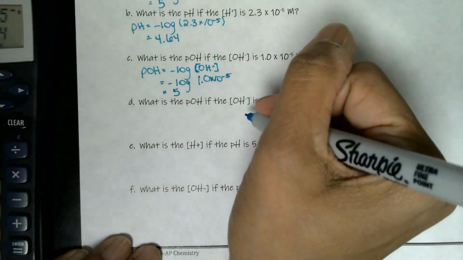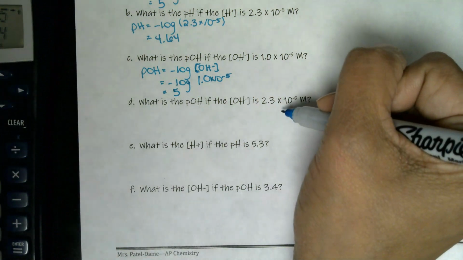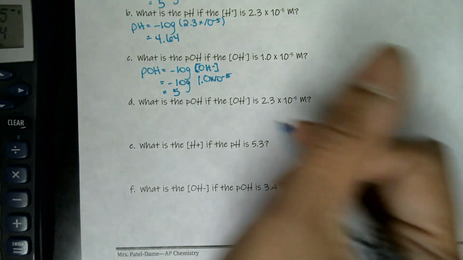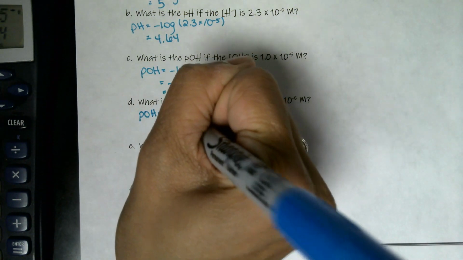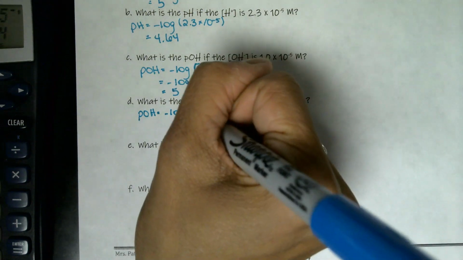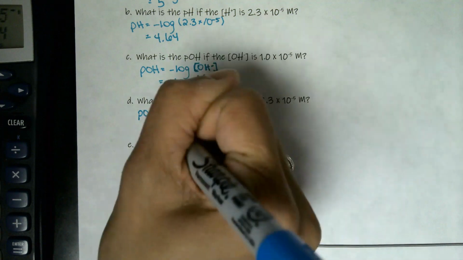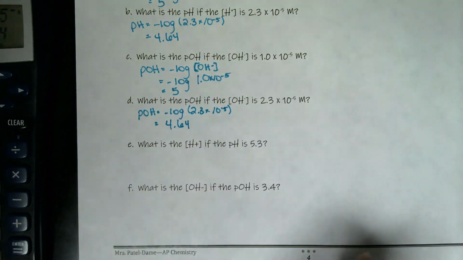Then we'll do the same exact thing that we did before to get us to our pOH, if the OH minus concentration is 2.3 times 10 to the negative fifth. So I know that pOH is equal to the negative log of 2.3 times 10 to the negative fifth. And for my calculations above, I had 4.64.